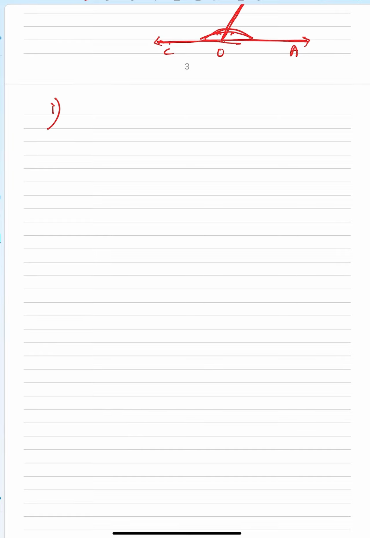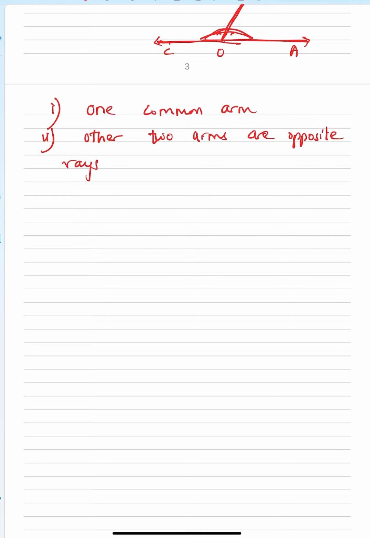So the main points: first, it should have one common arm, and secondly, the other two arms should be opposite rays. Okay, then they are said to form a linear pair.